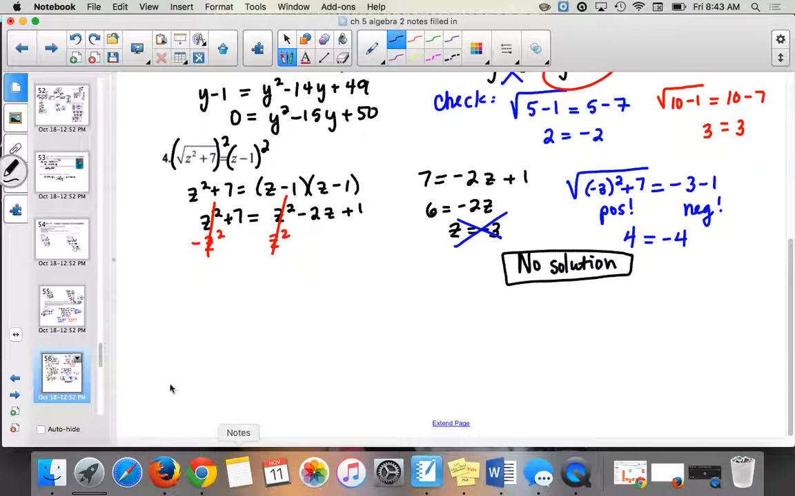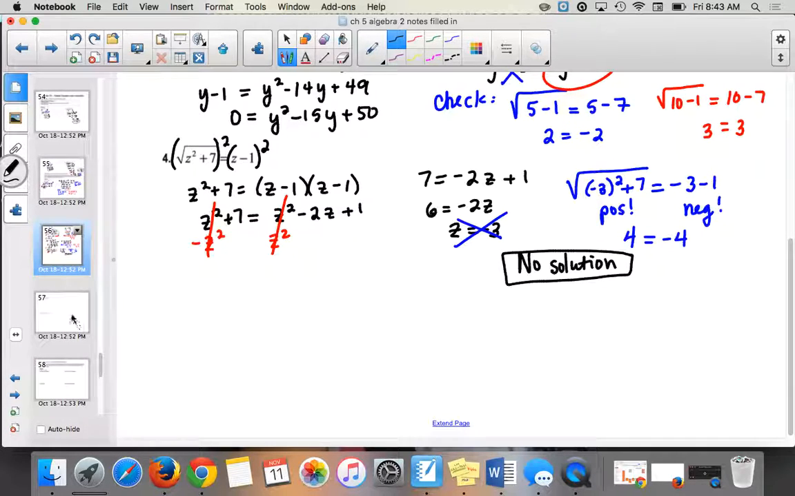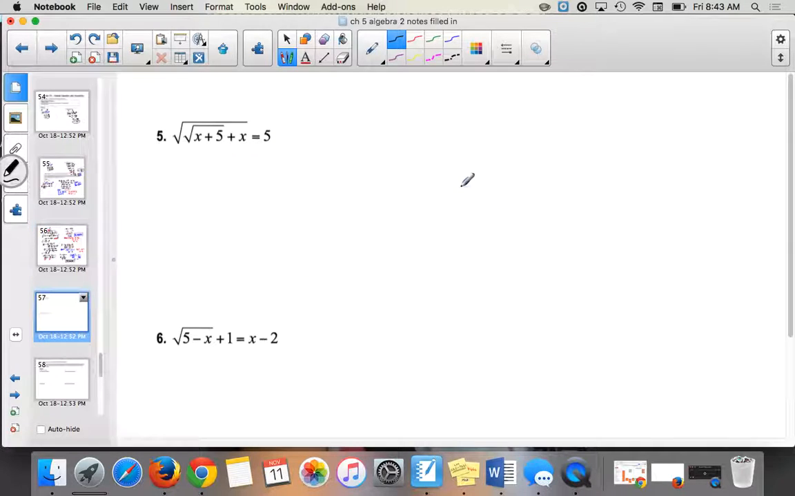All right. So let's talk about some other types of questions. Oh, I have these ones as well. Okay, so this one has like a square root within a square root. So don't let that overwhelm you. So we're just isolating with the big square root, and then we're going to isolate with the inner square root.